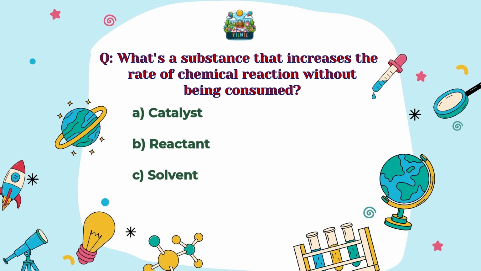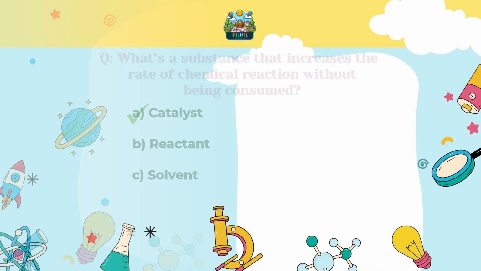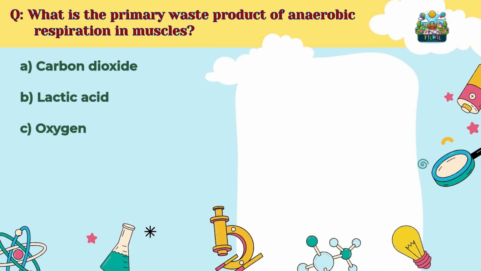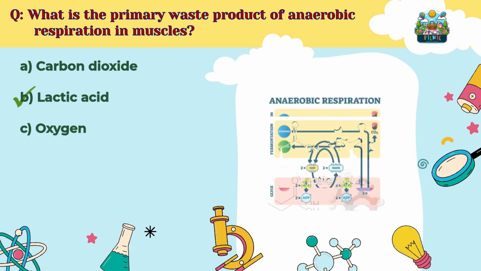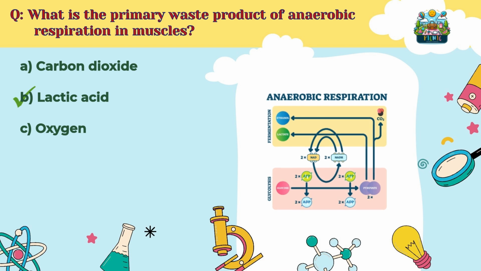What's a substance that increases the rate of chemical reaction without being consumed? A catalyst is any substance that increases the rate of chemical reaction without being consumed. What is the primary waste product of anaerobic respiration in muscles? Lactic acid is the primary waste product of anaerobic respiration in muscles.